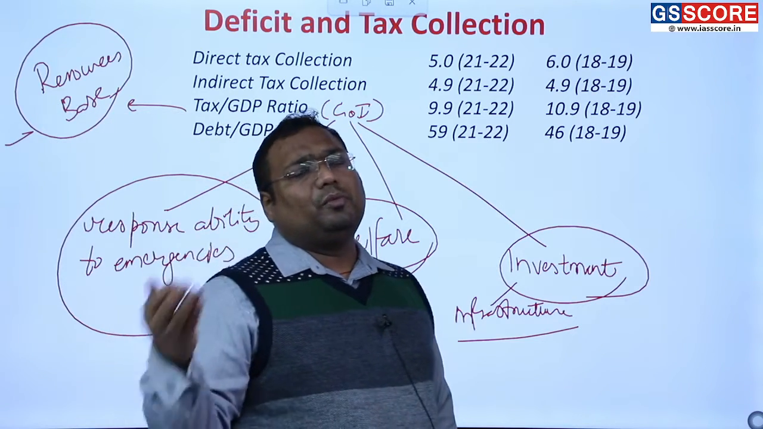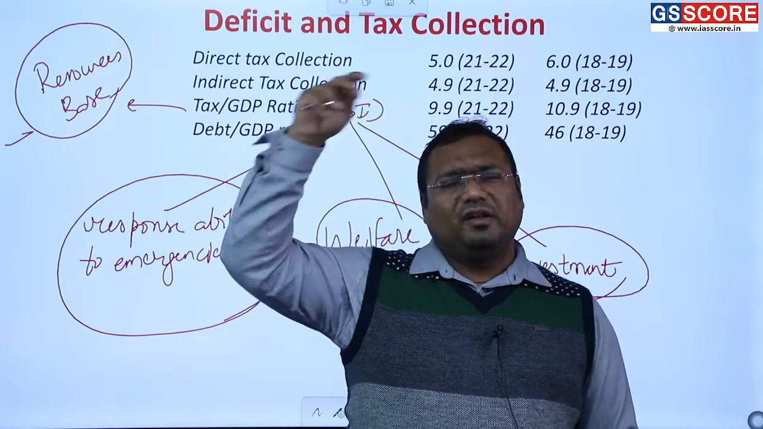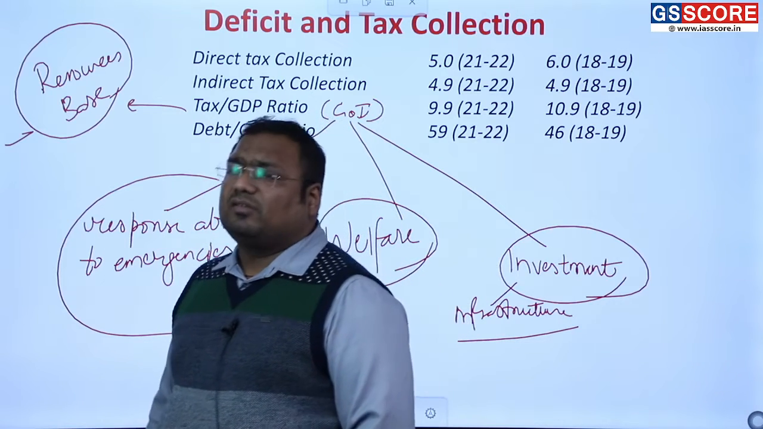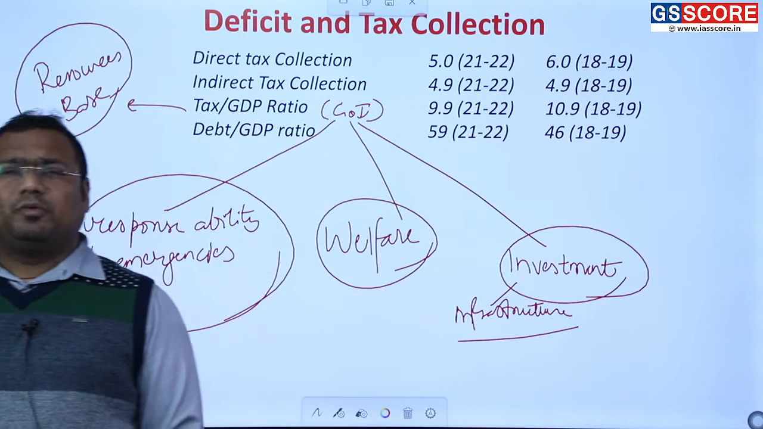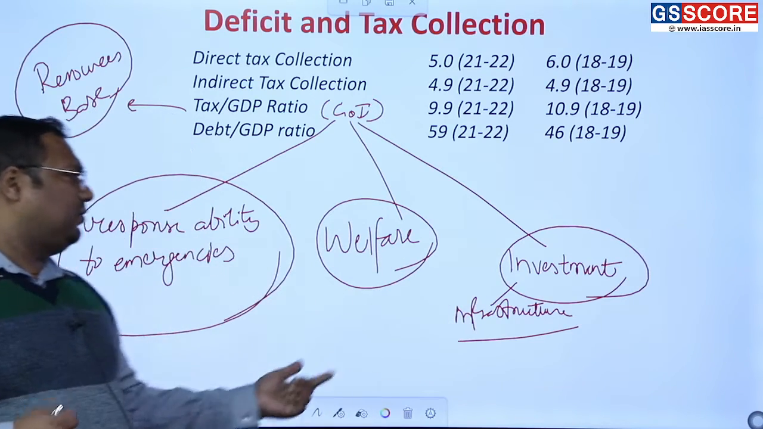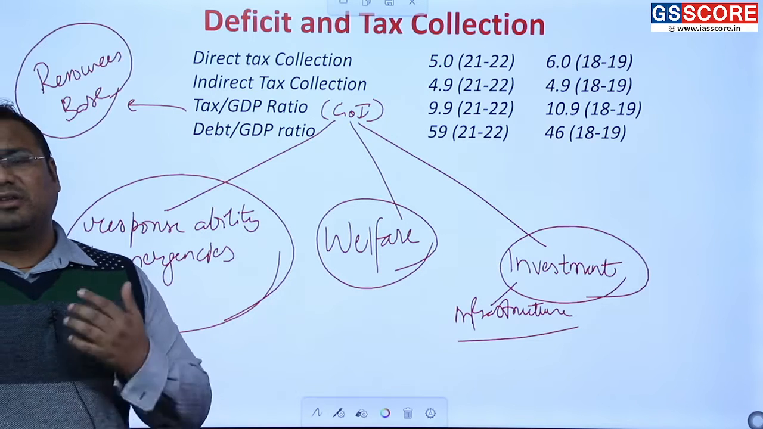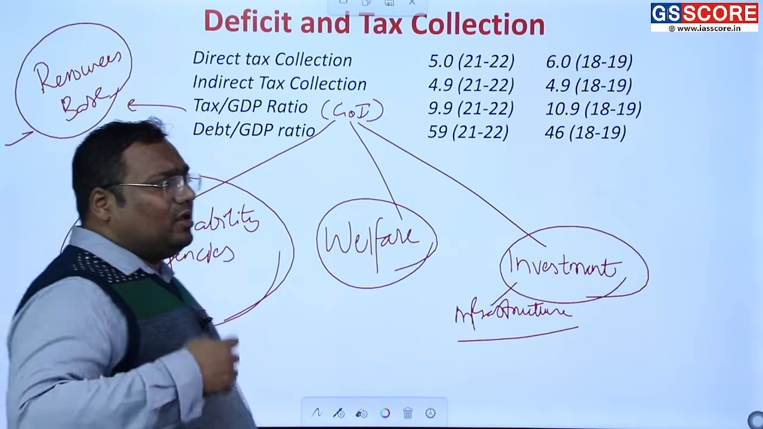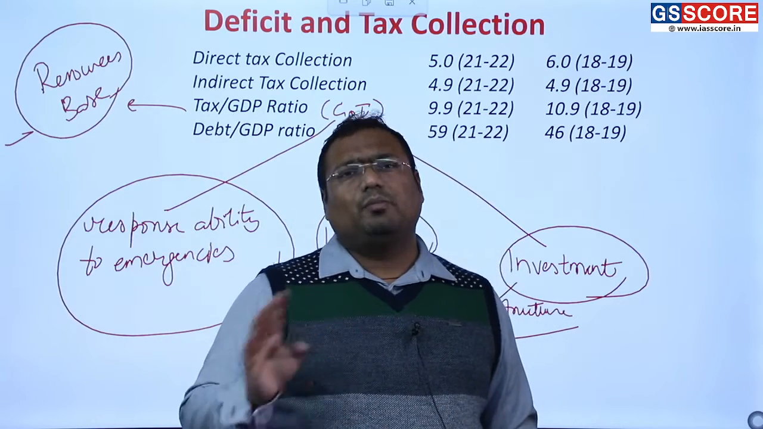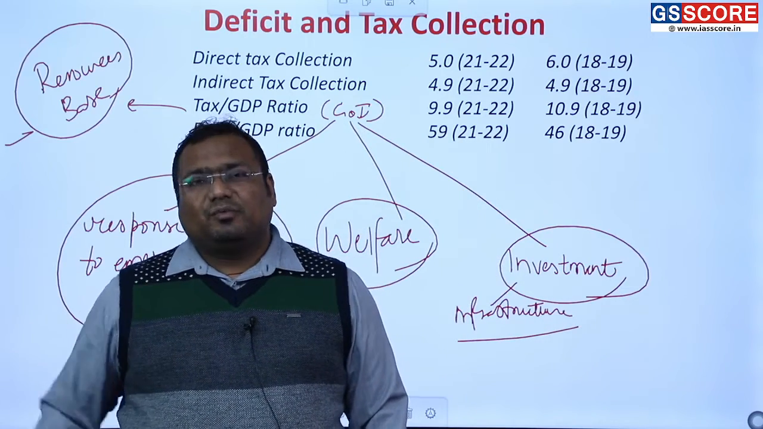In Europe, you will be surprised to learn some of the numbers. In Northern Europe, the Scandinavian countries, this number is close to 50%. France, Germany, close to 40%. So states there have much larger capacity to build infrastructure, to bring welfare, to respond to emergencies. In India, this number is very small. That is why we see relatively poor quality of infrastructure, although we have made a big improvement. That is why we see an inadequate response from the government.